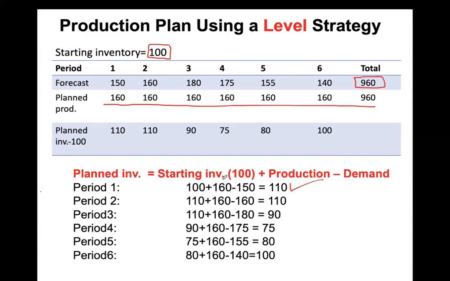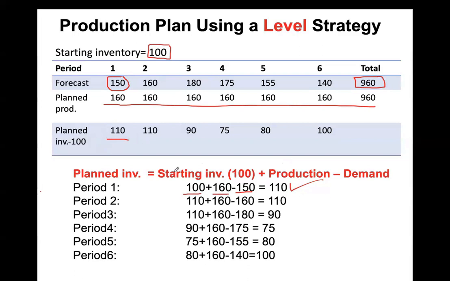So planned inventory is equal to starting inventory, that's 100, plus production. Production, we know we are producing 160 units throughout. So plus 160 minus demand for the first period, and demand or forecast for the first period is 150, minus 150, and that gives 110. So our planned inventory for period 1 will be 110.